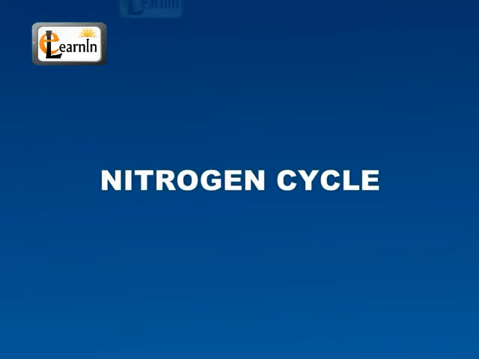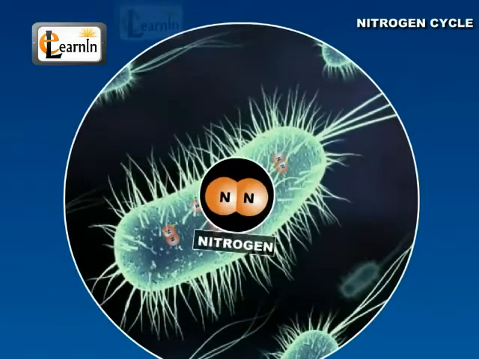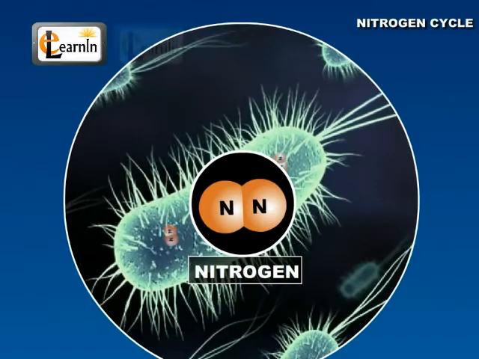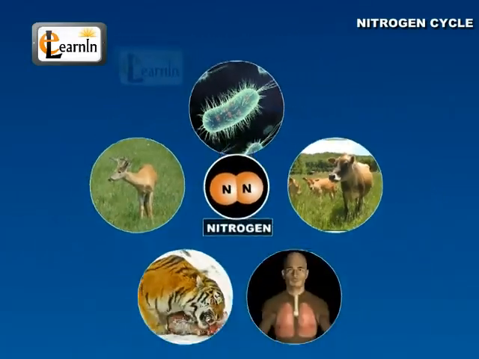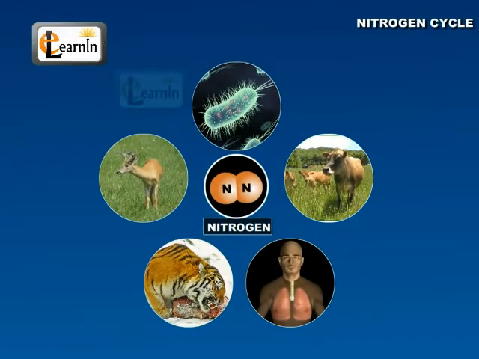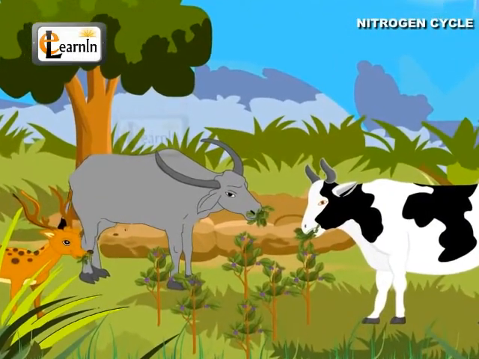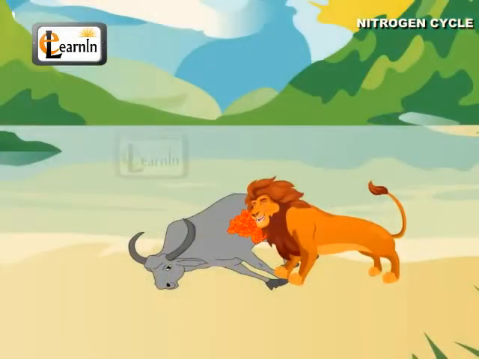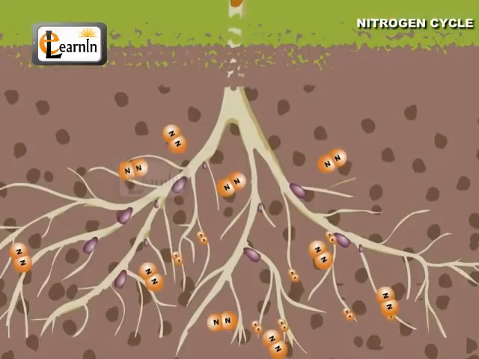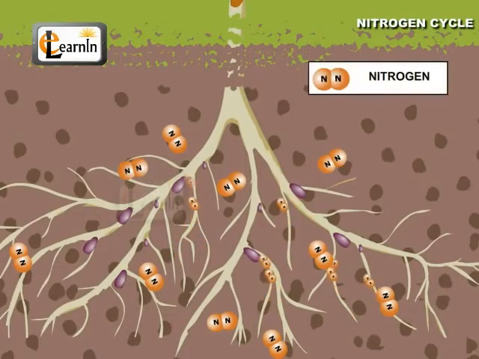Nitrogen cycle. Nitrogen is one of the most important constituents of all living organisms, from bacteria to man. Animals obtain required amounts of nitrogen by eating plants and other animals. However, plants obtain nitrogen from either the soil or the air.